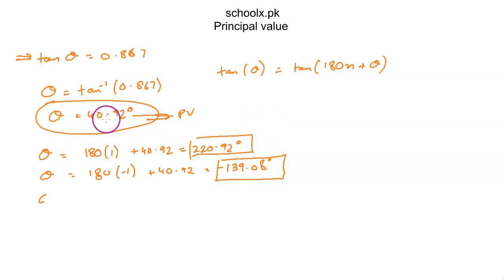Now if I take the tangent of this angle, I get 0.867. Tangent of this angle, I get 0.867. And tangent of this angle, I get 0.867. But this first angle is given by the calculator, and these other angles you have to derive. The principal value is always given by the calculator. The first value of theta is the principal value.